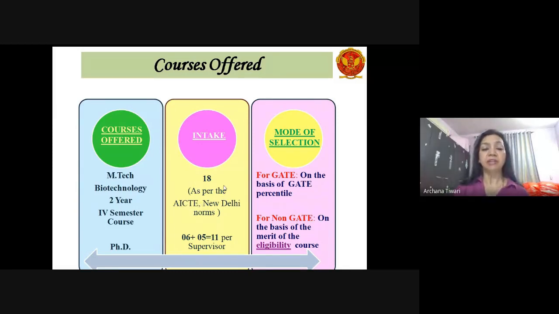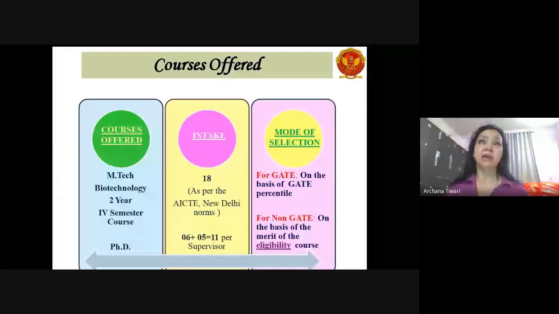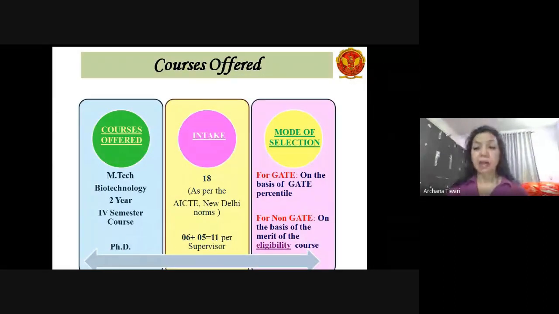The number of intake for the MTech Biotechnology course is 80, and for PhD, 6 as the main supervisor and 5 as the co-supervisor of the doctoral fellows or the PhD students. In PGCMB, we have the intake of 10 students per year, 2 semesters, 1-year course. And the mode of selection for the MTech Biotechnology is on the basis of the GATE percentile. If the seats are not filled on the basis of GATE percentile, then on the basis of the merit of the eligibility course for the non-GATE students.